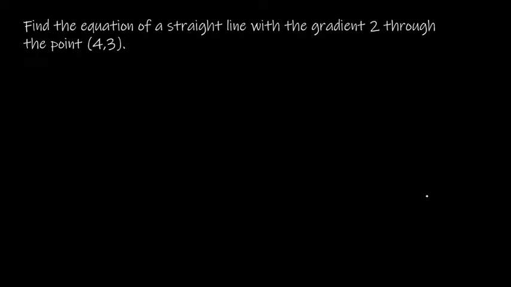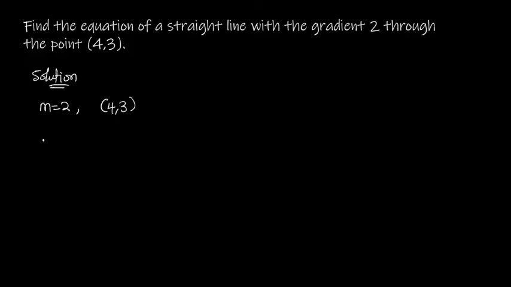Alright, so let's go ahead and try one final example. You can go ahead, pause this video, try your hands on this problem to see if you can get the equation of a straight line. Alright, so let's go ahead and look at the solution to this problem. So we have to find the equation of a straight line with the gradient 2, which means our gradient is 2, through the point 4 and 3.